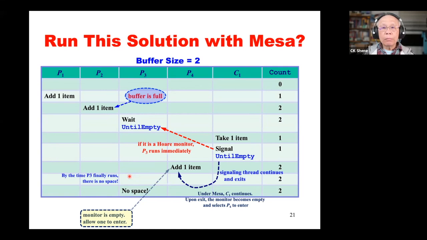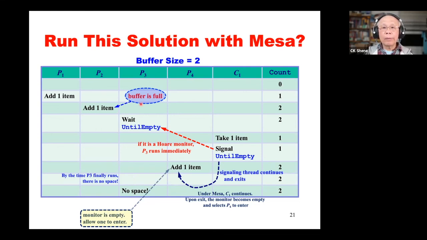But what if the same program is compiled using the Mesa type? Or you did not check the system specification. You think the system is using Hoare, but actually the system uses the Mesa monitor. What would happen? The previously discussed producer-consumer problem written that way is incorrect under the Mesa type.